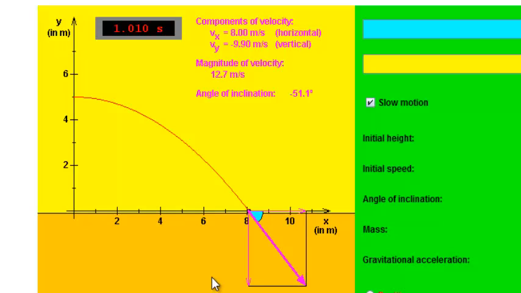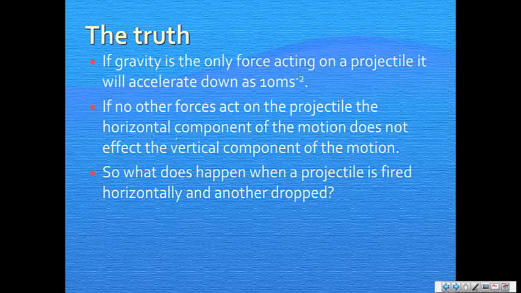So to start off with, we're just going to consider only horizontal projection with no air resistance. So again, what we've got here is that the acceleration due to gravity is 10 in the downward direction. No other forces act on our projectile.